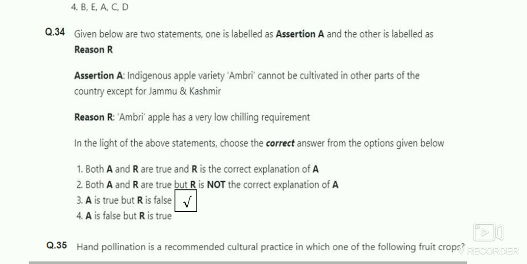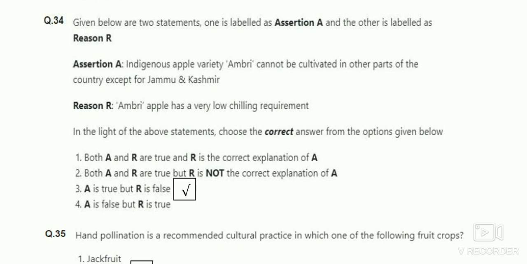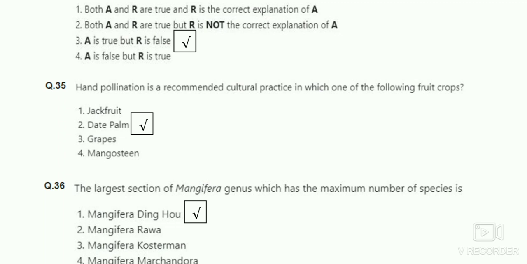Question number 34. Indigenous apple variety Ambri cannot be cultivated in other parts of the country except J and K. So A is true. Okay. Ambri apple has a very low chilling requirement. It's not a right option. So R is false. Hand pollination is a recommended cultural practice in which of the following fruit crops? Hand pollination is common in date palm and custard apple.